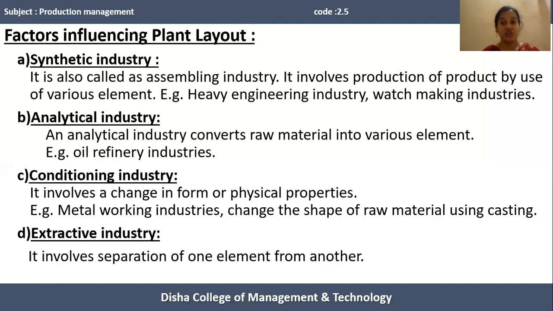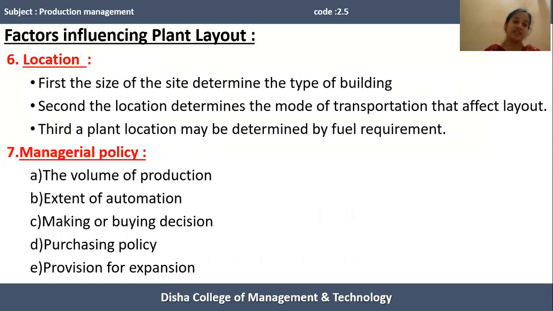If the industry converts one material into various elements, generally it also requires a few types of machineries, and they have to be arranged in such a manner that the firm is able to produce the goods in the most convenient way. So, according to the type of industry, the production manager has to design the layout of the plant. Next is to consider the locational factors also.